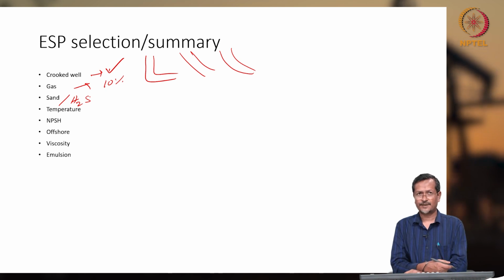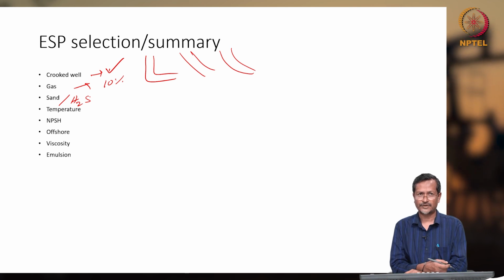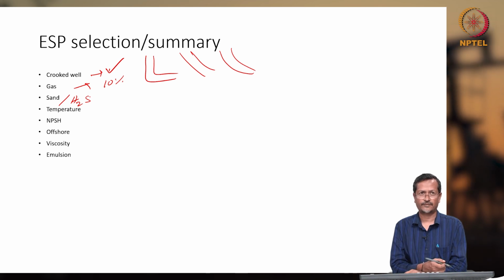Temperature, at certain temperature it will work okay, but because you have elastomeric seals and other things and electric cable, very high temperature it will have difficulty. But if some company is making proper insulation system in the downhole motor and cable, then things may be okay, but normally very high temperature people should not use.